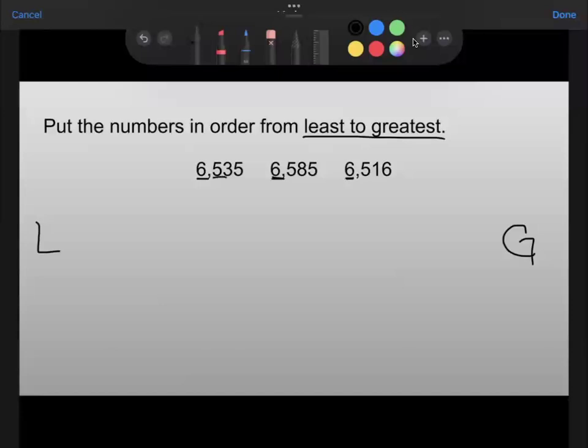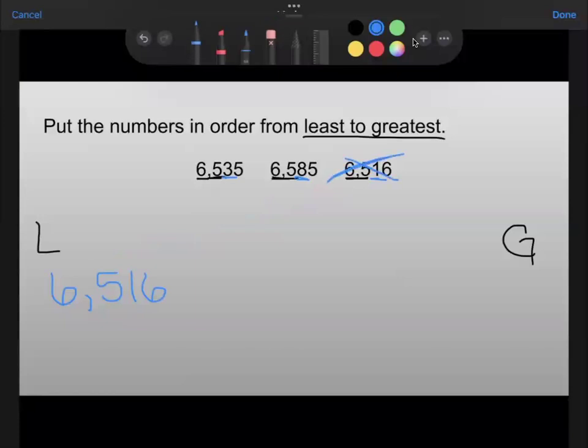In the hundreds place, we have a 5, another 5, and another 5. So again, that's all the same. But when we get to the tens place, we have a 3, an 8, and a 1. Okay, so out of those three numbers, 3, 8, and 1, 1 is the smallest. So that number means that this one is our least over here. So I'm going to write 6,516 as our least number. Okay, and then I'm going to go ahead and cross it off so I know that I've already placed that one.